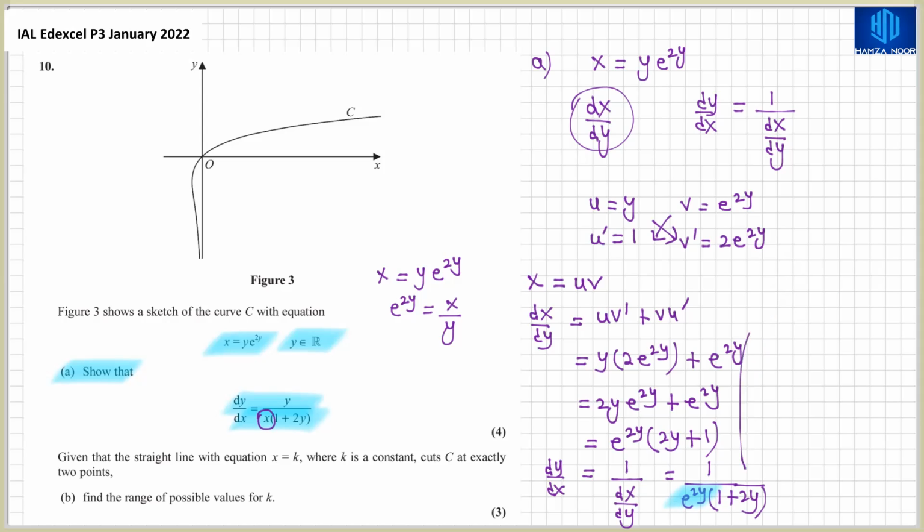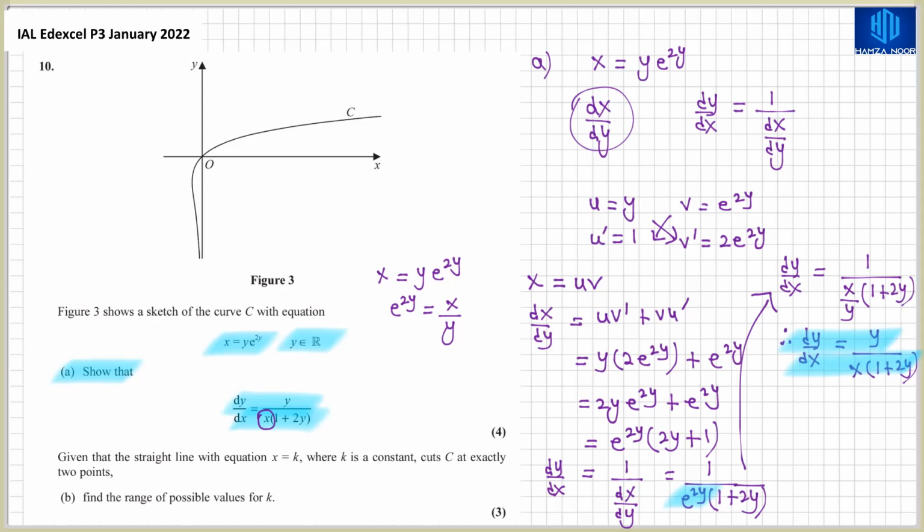I'm going to continue the working at the top. Therefore dy over dx equals 1 divided by x over y, completely multiplied by 1 plus 2y. So y will come in the numerator, and dy over dx is equal to y divided by x times 1 plus 2y. This is our final answer, the form we needed to show. So this was part A.